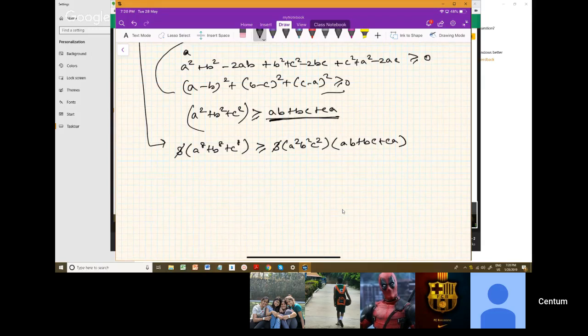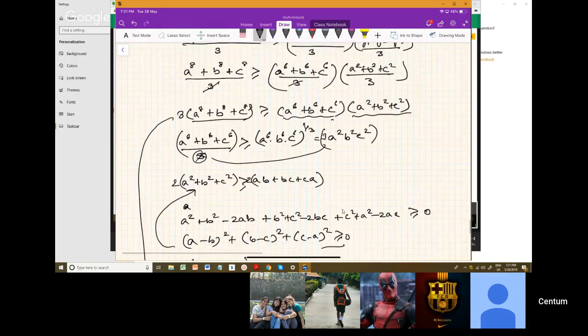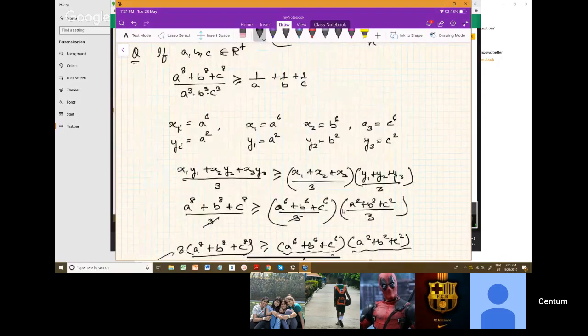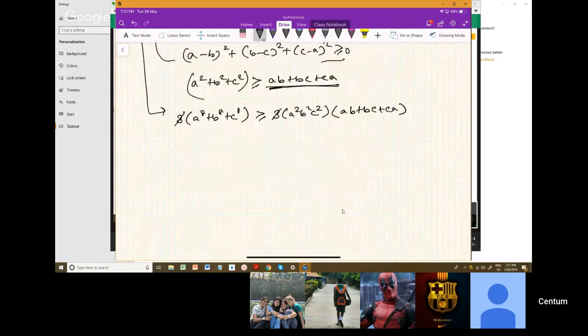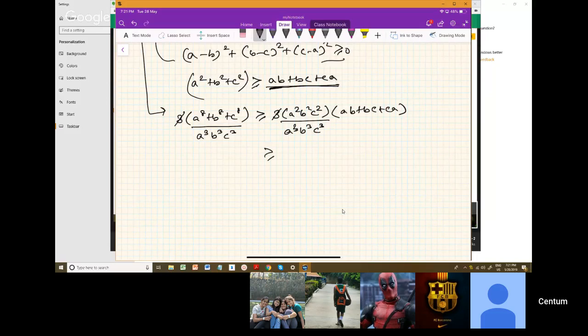What do I get? So from here I have to get AB plus BC plus CA. Now what is the original inequality? The original inequality says divide by A cube, B cube, C cube. So dividing both sides by A cube, B cube, C cube, the right hand side inequality is 1 by ABC divided by AB plus BC plus CA.